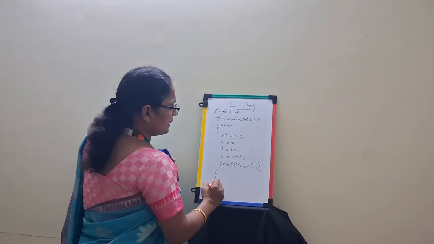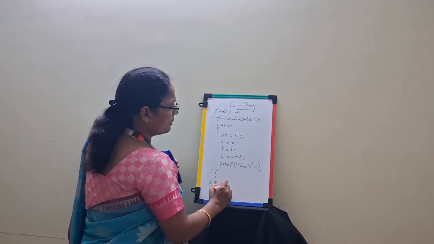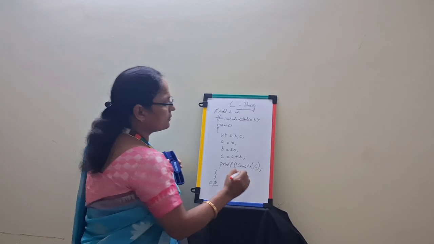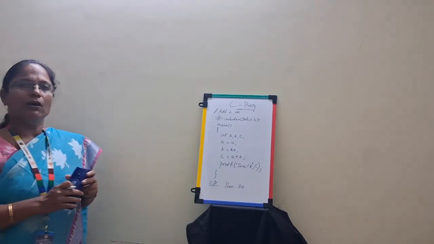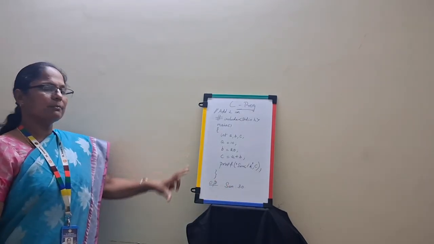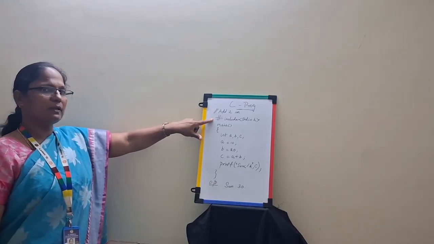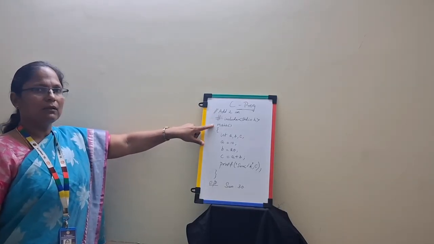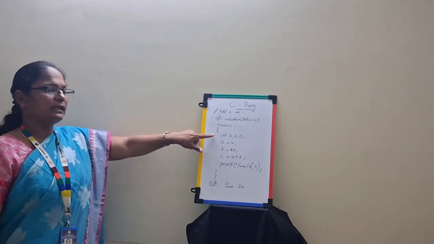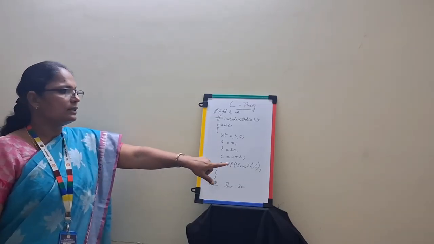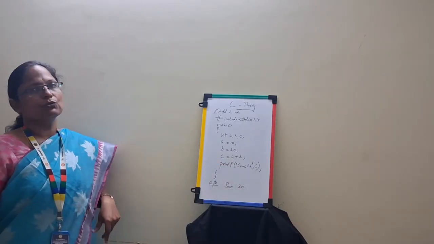My output will be like, how will be my output? Sum 30. This will be my output. So this is a simple C program where you can see the documentation section, preprocessor section, main where your program starts, declaration section, then we have what? Definition section.